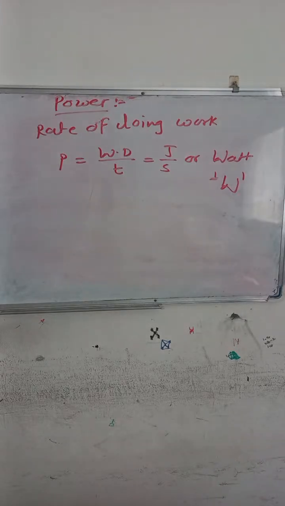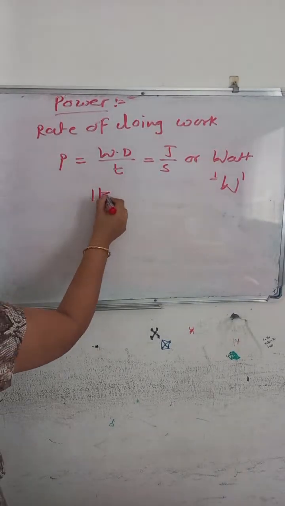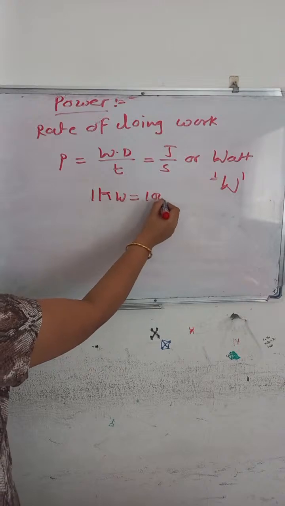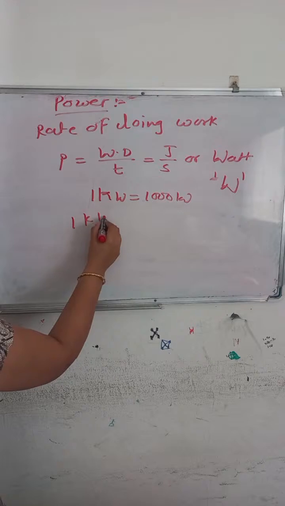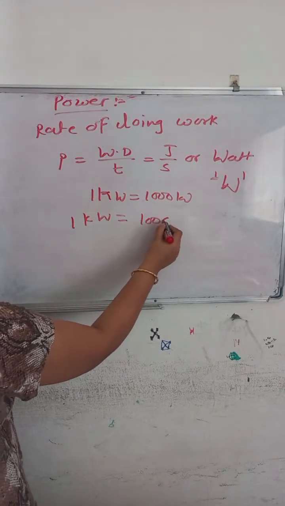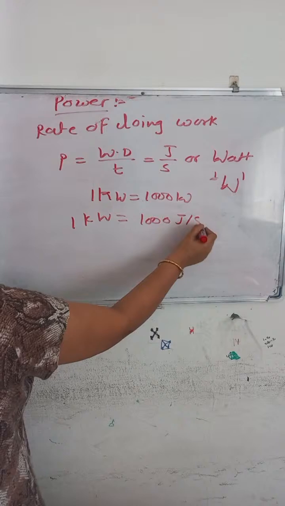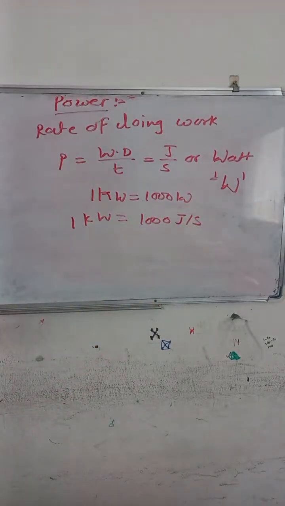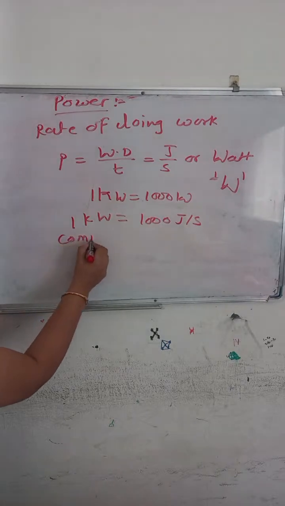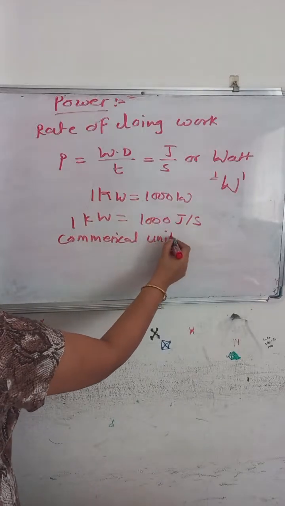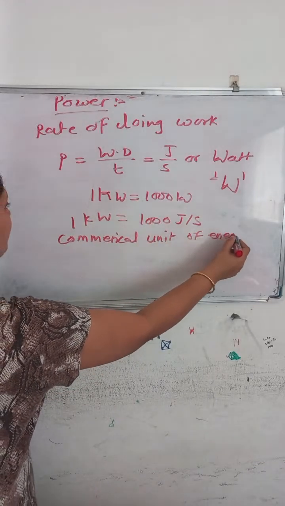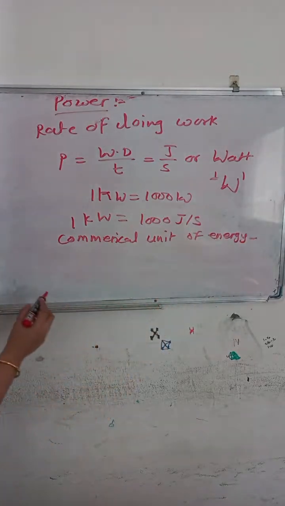Here 1 kilowatt is nothing but 1000 watt. And 1 kilowatt is also 1000 joule per second. This is also a correct statement. And what is the commercial unit of energy? This is also very important. They will ask one more question on this, the commercial unit of energy.